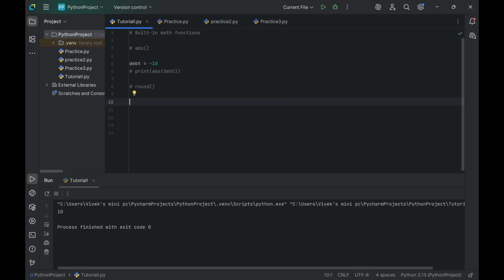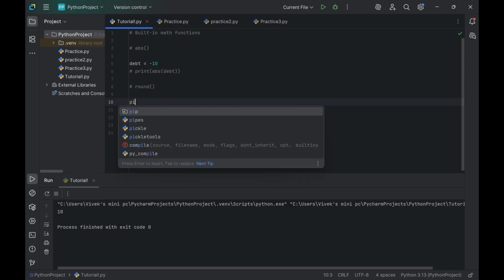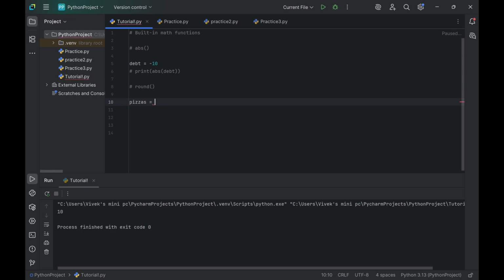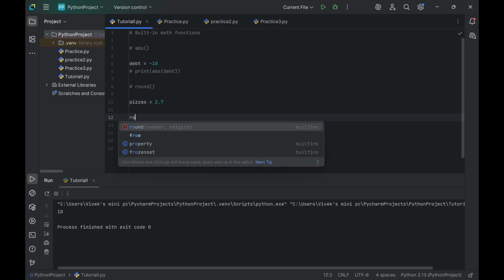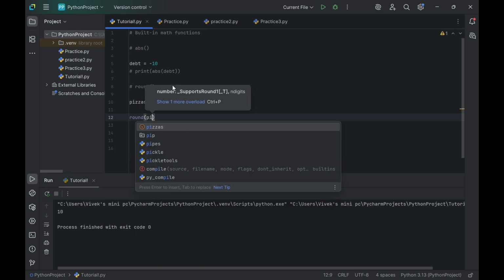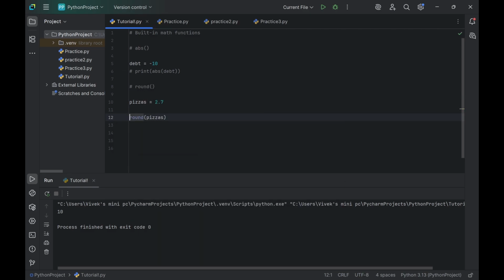Let's say you ordered 2.7 pizzas, but your friend asks how many pizzas you actually ordered, because you can't order 2.7 pizzas. So I'll make a variable called pizzas and set it equal to 2.7, and to round it, I will type round, add a pair of parentheses, and type my variable pizzas, and then I will print this. Now if I run the command, it's going to give me 3 because it rounded the 2.7 to 3.